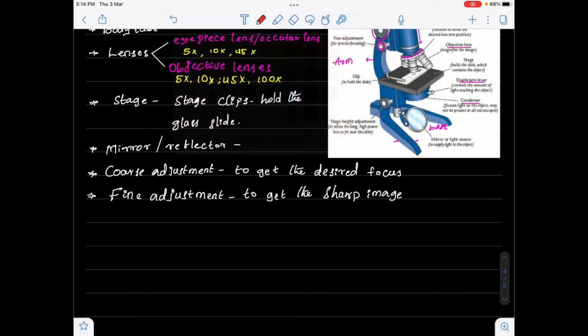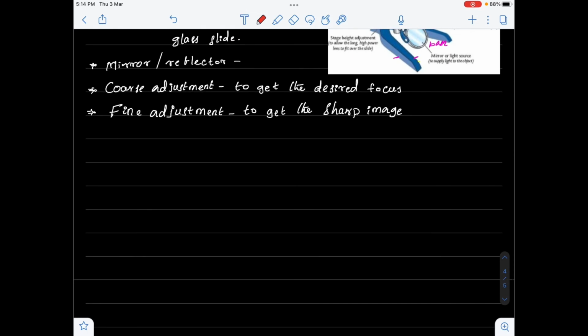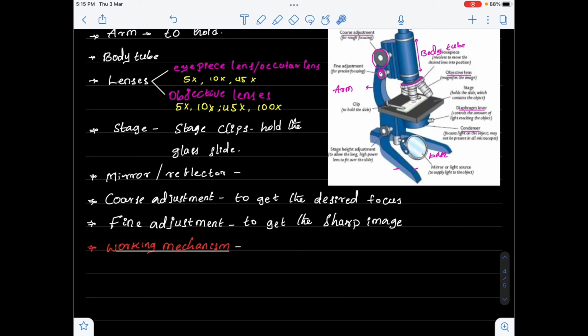Now let us talk about the working mechanism of the compound microscope. Whenever we want to observe any plant or animal cells, we have to prepare a temporary slide, and when you place it under the compound microscope, we have to fix it on the stage like this with the help of stage clips, so that the glass slide cannot move here and there.